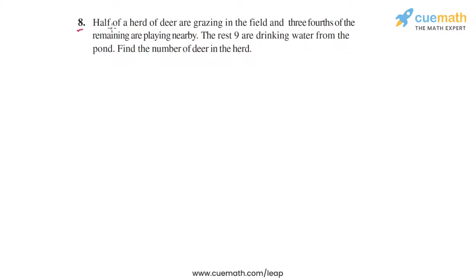Question 8 says that half of a herd of deer, a group of deer, are grazing in the field and 3/4 of the remaining are playing nearby. The rest 9 are drinking water from the pond. Find the number of deer in the herd. So the unknown in this case is the number of deer in the herd.